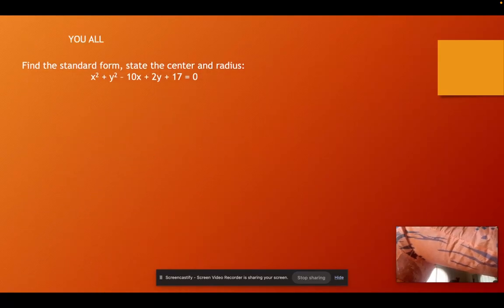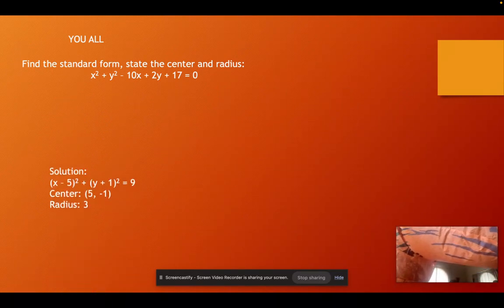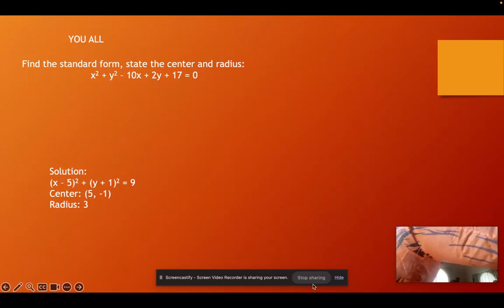Okay, so go ahead and try this one yourself. Go ahead and pause it, give it a shot. And if you did it correctly, you should be getting this. All right, good luck, get to the practice.